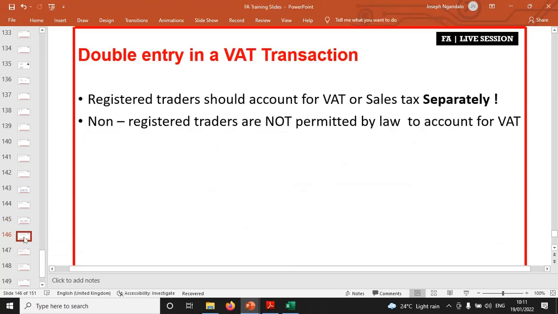Registered traders are supposed to account for value-added tax separately. You have heard that, eh? There's need for what? Separate recording for this type of tax. For registered traders. But for non-registered traders, it is what? What is that word that we don't like? Illegal. Unless you say, it is what? Illegal.